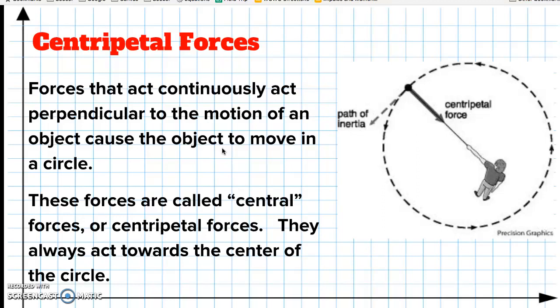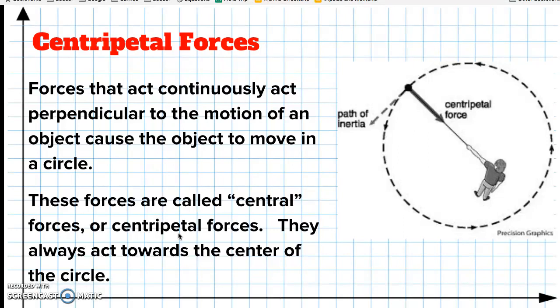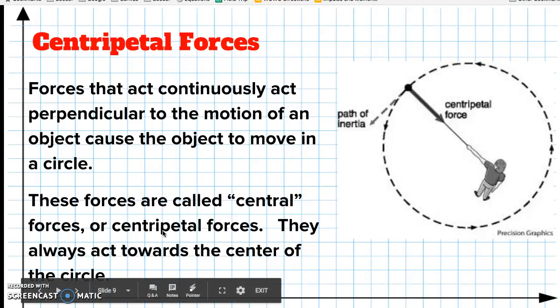So forces that act continuously in a perpendicular direction on an object cause the object to move in a circle. And we have a special name for those forces. So a force that acts perpendicular at all times is called a central force or a centripetal force. This is from the Latin centri, which means center, and petal, which means seeking. So it's a center-seeking force. And they always act towards the center of the circle.